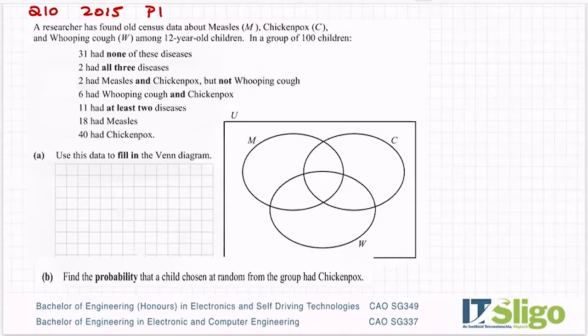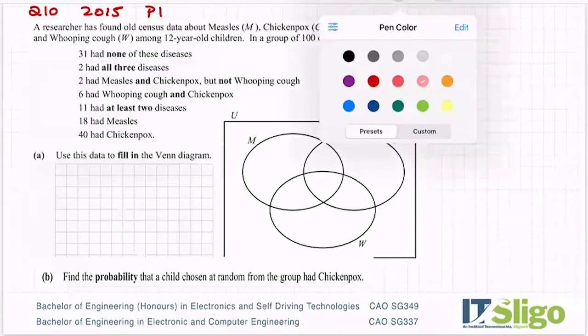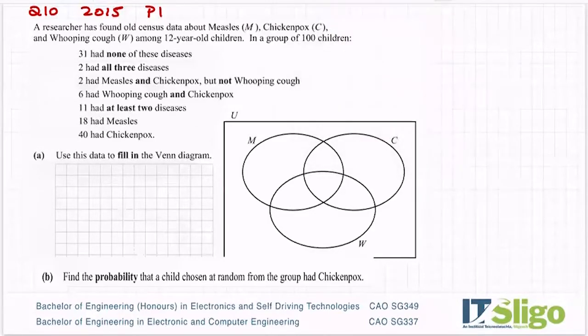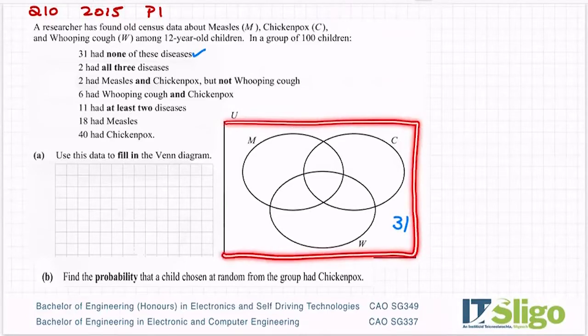Okay, and as I fill it in, I want to try and explain the more common mistakes that we all make when it comes to sets. The first one, 31 had none of the diseases. So therefore 31 exists out here. This is the universal set, which is everybody. So in U we must add up to 100.